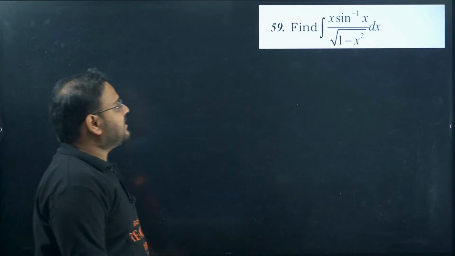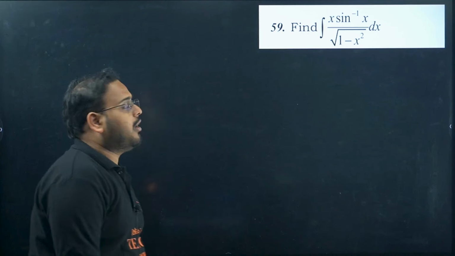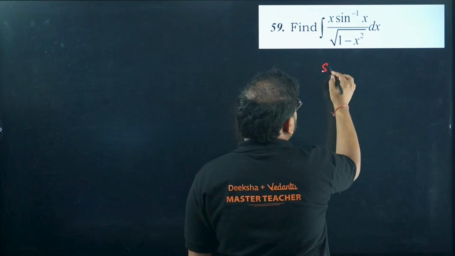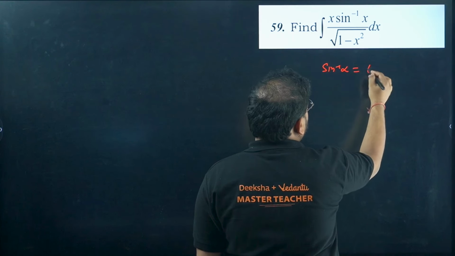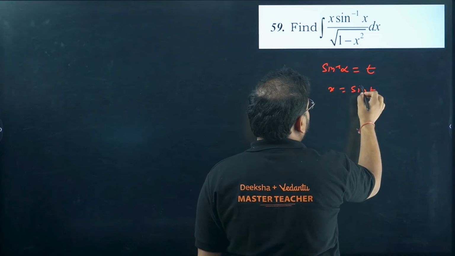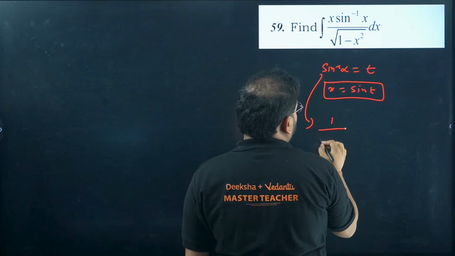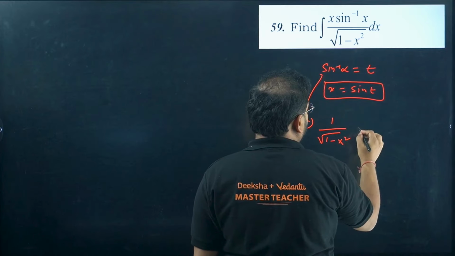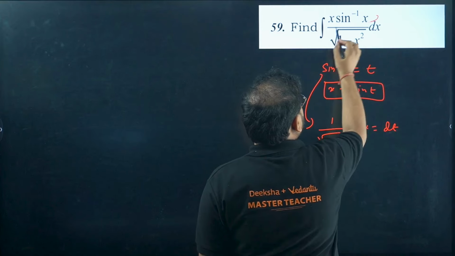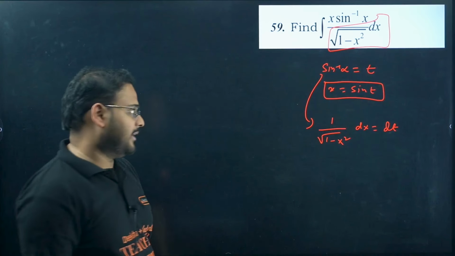Next, integral of x sine inverse of x upon root of 1 minus x square dx. Now how would you solve this particular problem? Same technique. Take sine inverse of x as t. So what are you going to get? You'll get x as sine t. Differentiate this. You'll get 1 upon root of 1 minus x square dx equals dt. This part is here. Please check. dx upon root of 1 minus x square is there.